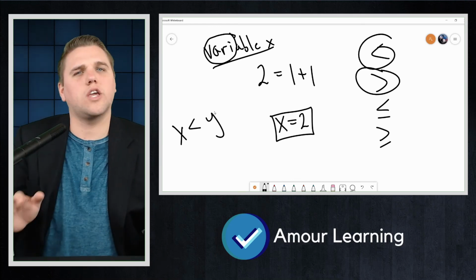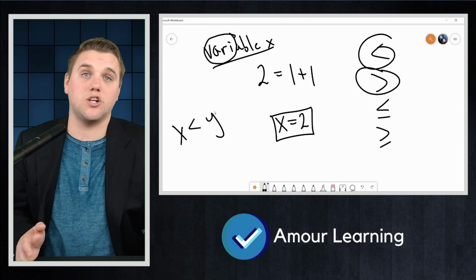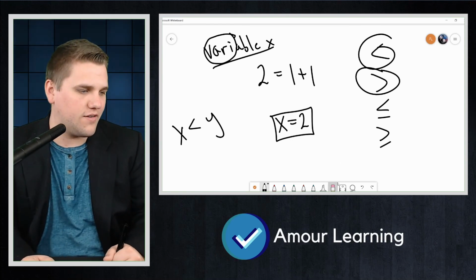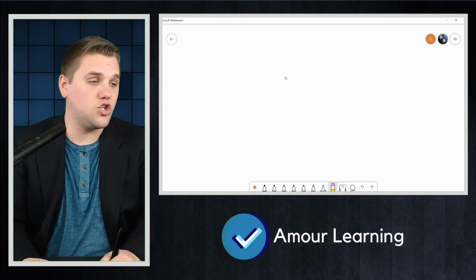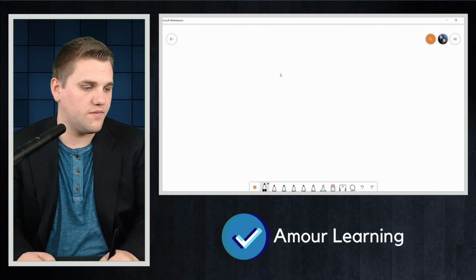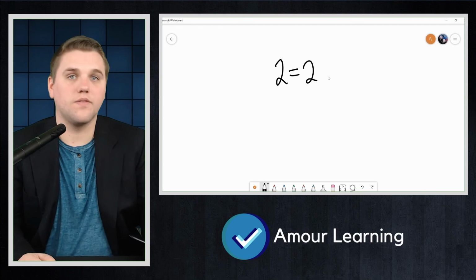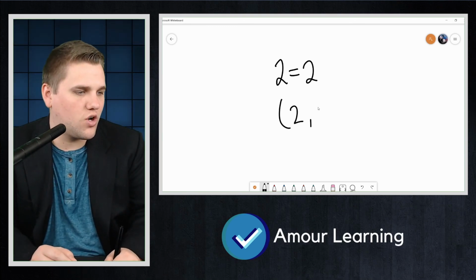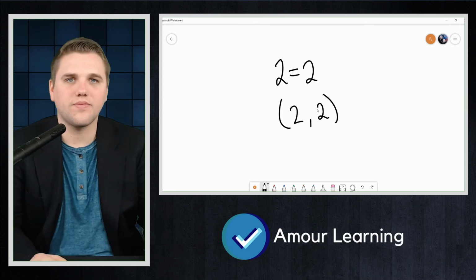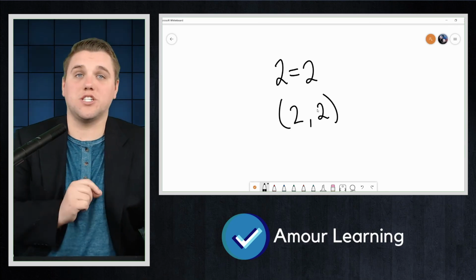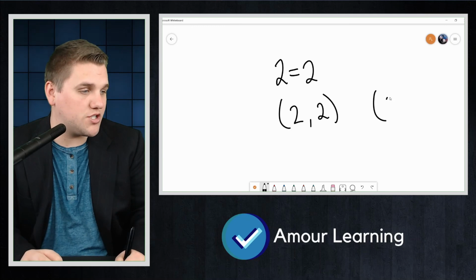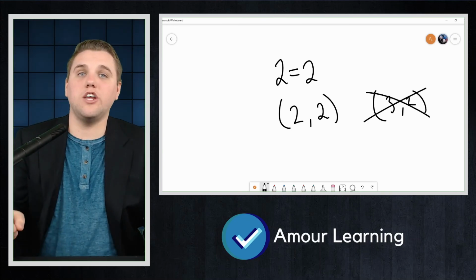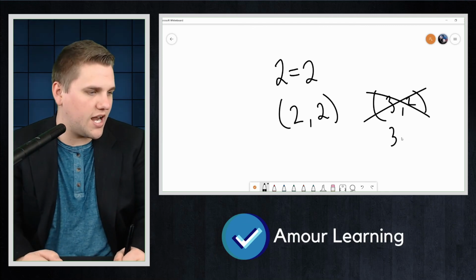So if we were working with the most commonly used relation, the equal symbol, if we are trying to say that, for example, 2 equals 2, this would be written as (2, 2). So with the equal symbol relation, (3, 2) is not a part of that relation because 3 does not equal 2.